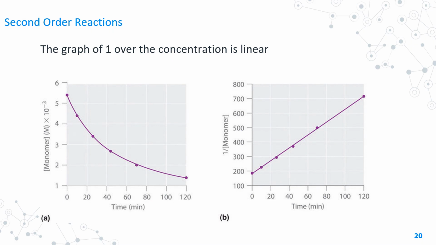It's important to be able to recognize the graphs because sometimes they're just going to give you graphs and you're going to have to decide what order the reaction is just by the graphs you're looking at. So in this case, the graph of 1 over the concentration versus time is going to give you the most linear graph, and that tells you that it's a second order reaction.